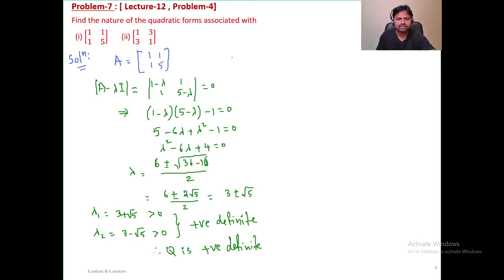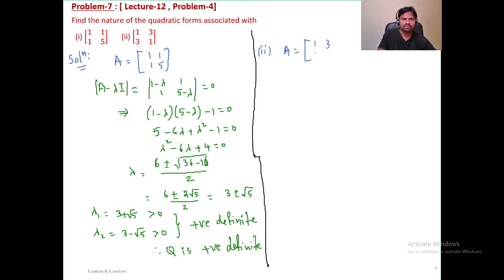Similarly for the second one, like this, first you need to compute what the eigenvalues are. After that, you can classify the given quadratic form with matrix 1 3 3 1. Now, again, same story. So A minus lambda I, which is 1 minus lambda, 3, 3, 1 minus lambda, equal to 0.